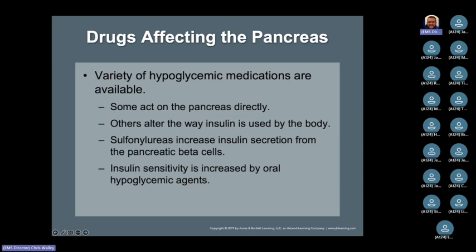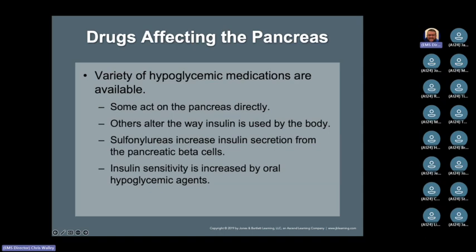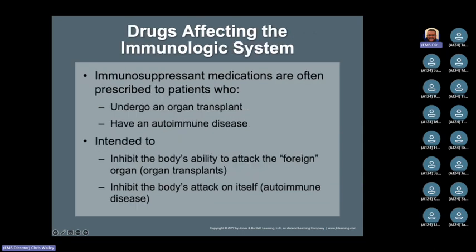Insulin sensitivity is increased by oral hypoglycemic agents. So it depends on which particular ones that they take. There's some changes out there that's being made.